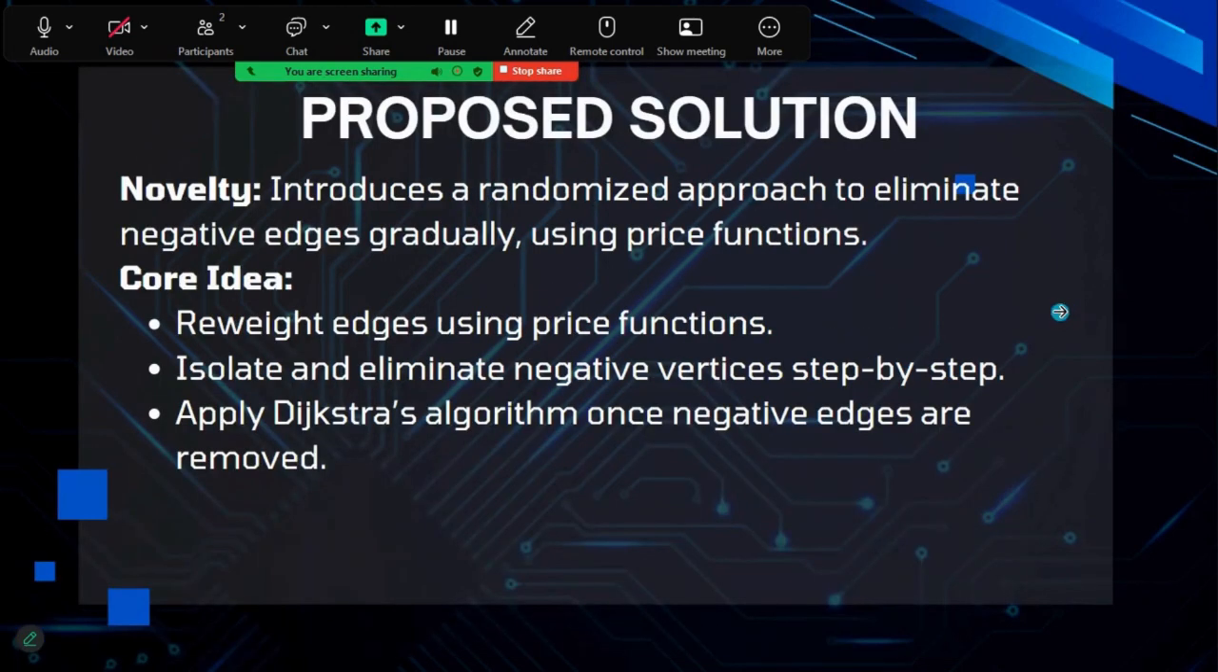So the solution is basically, our novelty is that it works on a randomized strategy where the main point is that it gradually eliminates the negative edge effects.